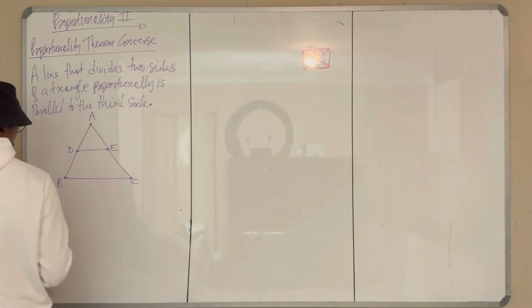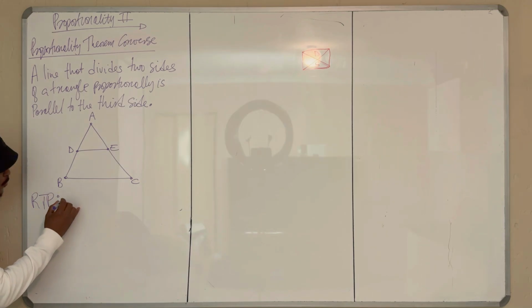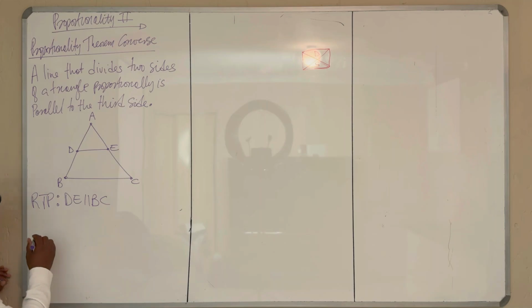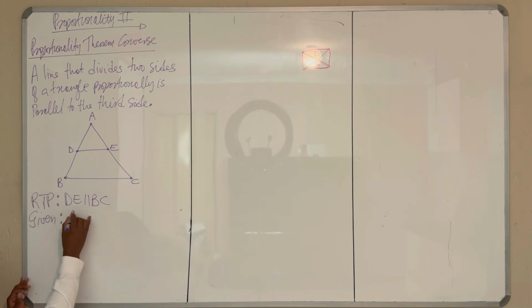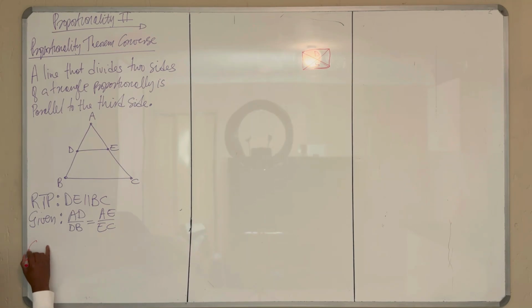But before we start, what do we want to prove? This is what we want to prove: that our DE is parallel to BC. Right? Yes. And what are we given? From this statement, we're given that AD over DB equals AE over EC. So now we can get started with the construction. Let's construct some stuff.